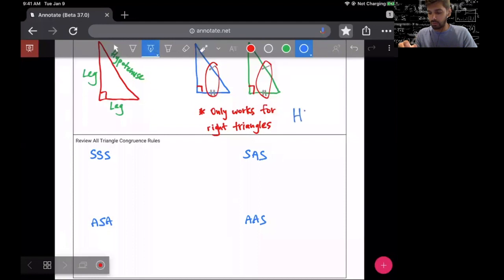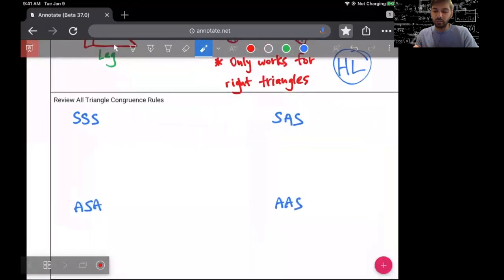Once again, I'll mark that very clearly. So HL is this rule right here. It only works for a right triangle when you see the right angle in there. Okay, it's the hypotenuse-leg, HL. These down here work for any general triangle. So for side, side, side, I'm going to draw 2 triangles, and side, side, side looks like this once again.